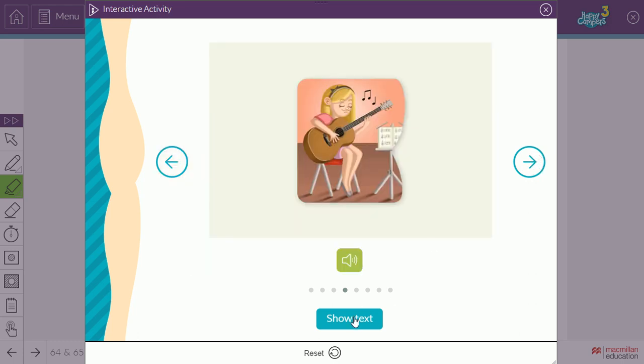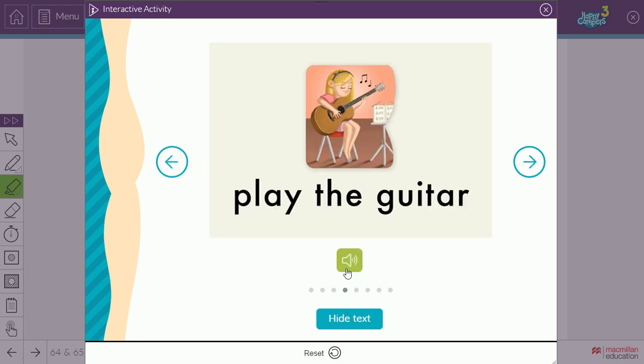So this one here is play the guitar. Play the guitar. You see this girl here? She's sitting on this chair and playing the guitar. In front of her there is a music stand and the rhythm of the music, okay? The melody, I think. This is the melody.